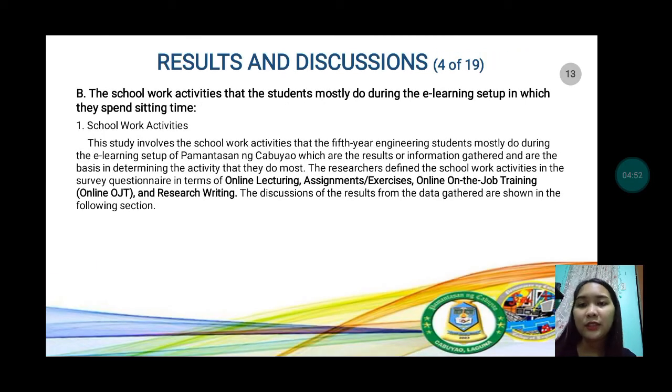The schoolwork activities that the students mostly do during the e-learning setup, in which they spend sitting time. First, schoolwork activities. This study involves the schoolwork activities that the fifth-year engineering students mostly do during the e-learning setup of Pamantasan ng Cabuyao, which are the results or information gathered and are the basis in determining the activity that they do most. The researchers defined the schoolwork activities in the survey questionnaire in terms of online lecturing, assignments or exercises, online on-the-job training, and research writing.